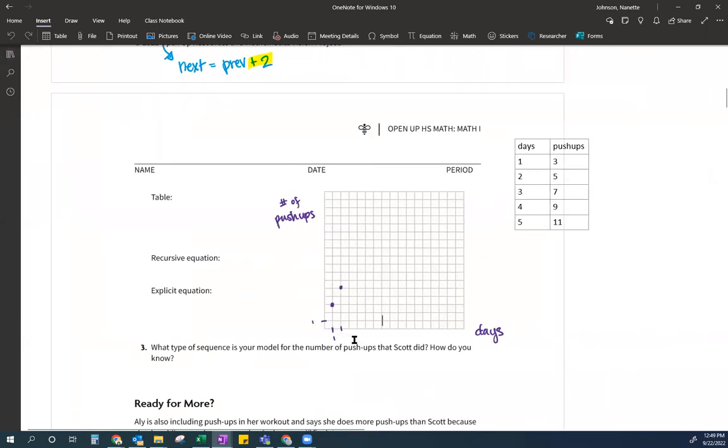Okay, there that goes. So here you see all my little dots that are appearing as my number of push-ups. You should know that this dot right here, (3, 7), means that on day 3, I did 7 push-ups, right? On day 3, I did 7 push-ups.